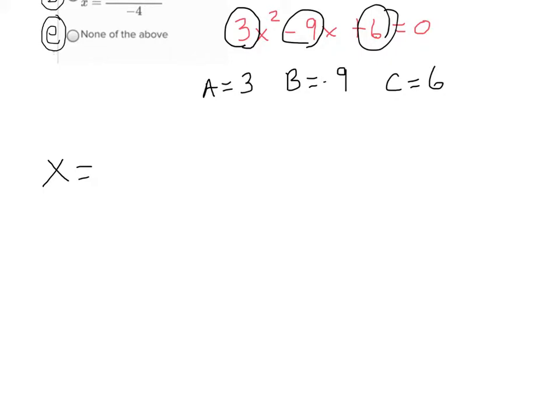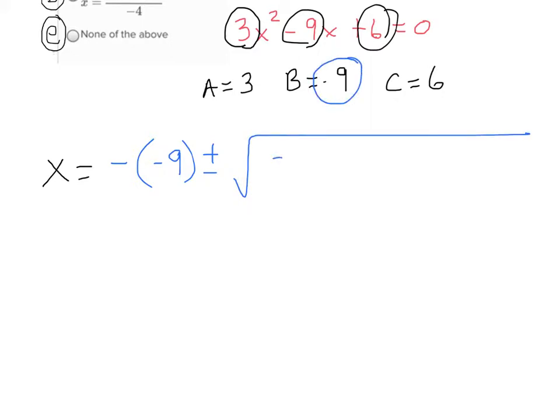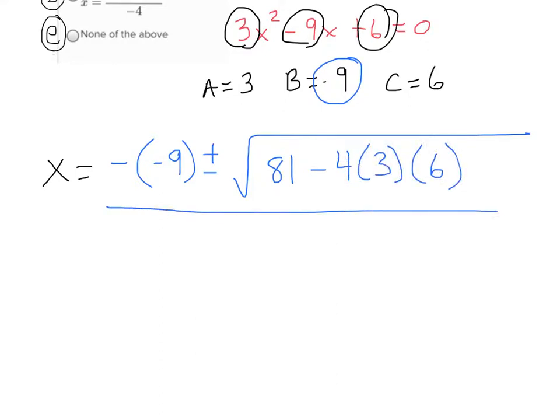So x equals negative, and b is negative 9, plus or minus the square root of b squared, so negative 9 squared is 81, minus 4 times a times c, all over 2 times a. Notice that I put it all over. I didn't start my division sign here and just put the radical over. Notice I extended it all the way.